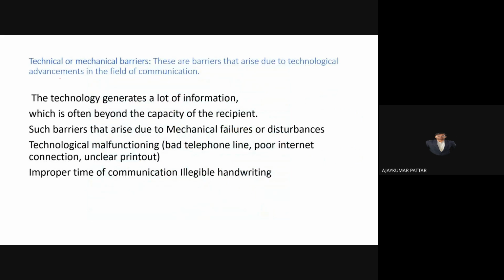Then technical and mechanical barriers. Technical and mechanical barriers mean what? If I am communicating with you by internet, and the internet connection is lost, then it is called a technical error. If my voice is not audible to you, or my video is not being received by you, then there is a technical problem or technical barrier.